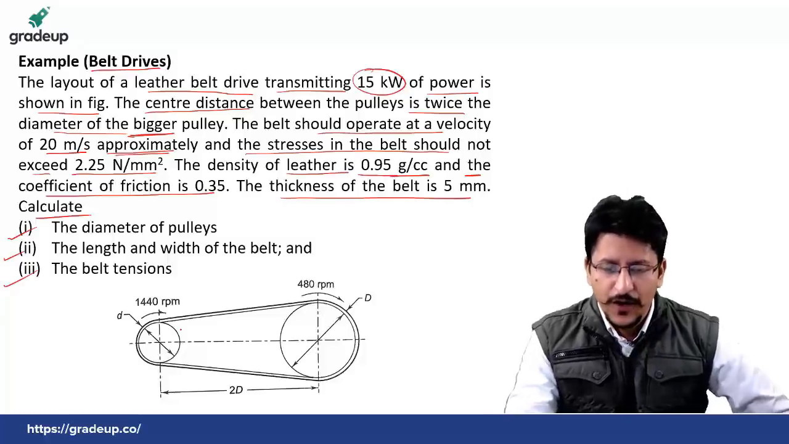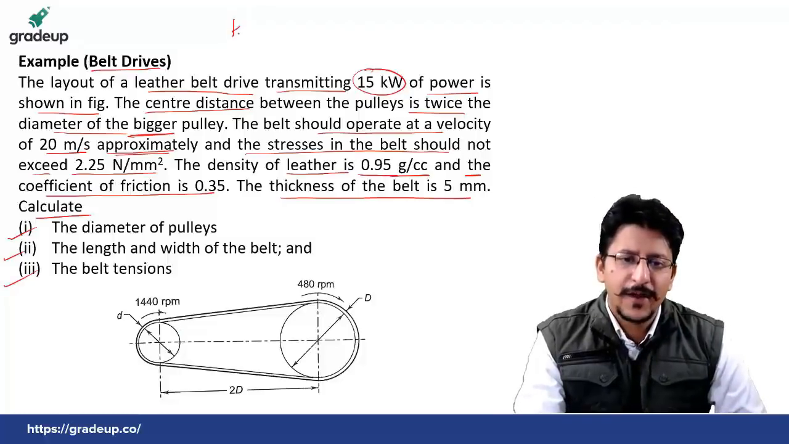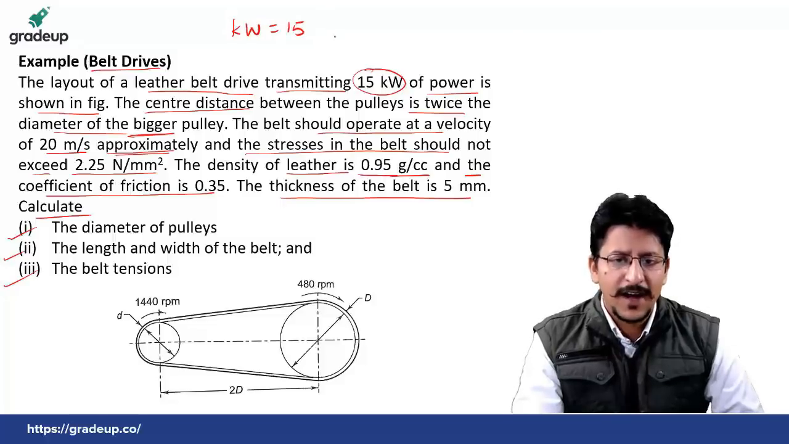First of all, let us write the values that have been given. That is the power in kilowatt, given as 15, which the belt drive is transmitting.